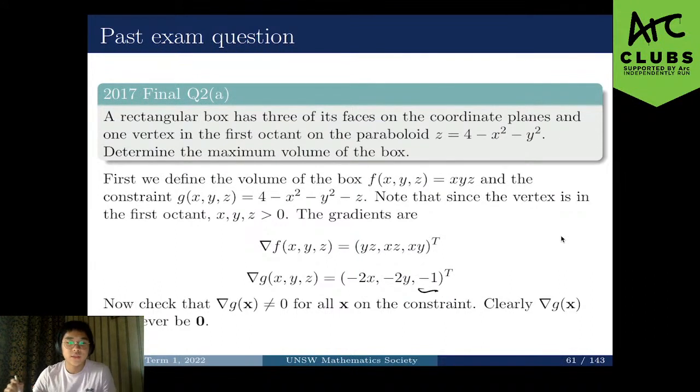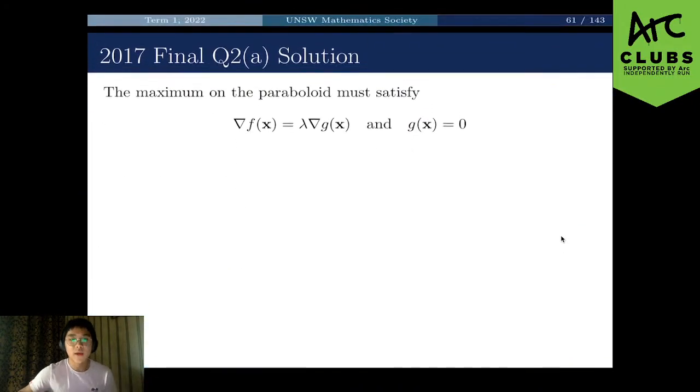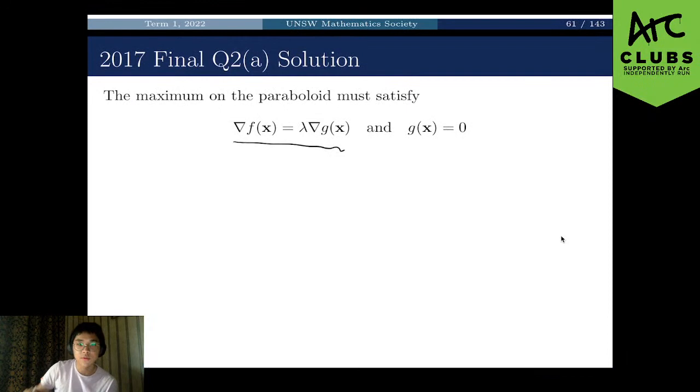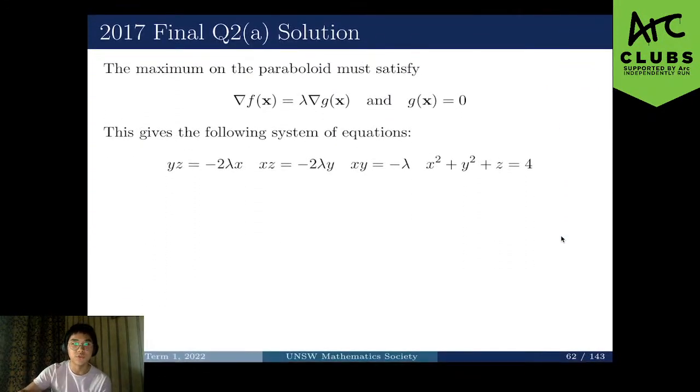So why is the fact that the gradient of the constraint having to be non-zero important? Because if we go back to the fact that we need the gradients to be parallel, it's going to be a little tough if the gradient vector is just 0. And we know this, and we found the gradient of f and gradient of g, and we know this is just a constraint. So it gives us these equations.